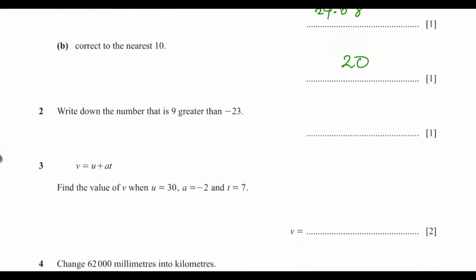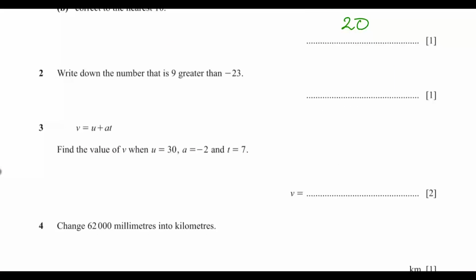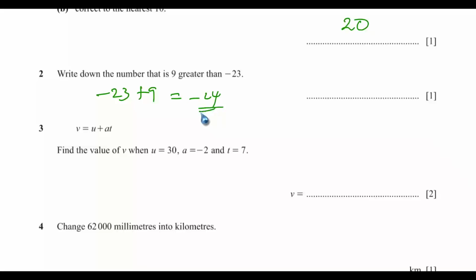Then 2, write down the number that is 9 greater than minus 23, so that would be minus 23 add 9, so that would be equals to negative 14. So negative 14 is the number that is 9 greater than negative 23. So we have negative 14 here.